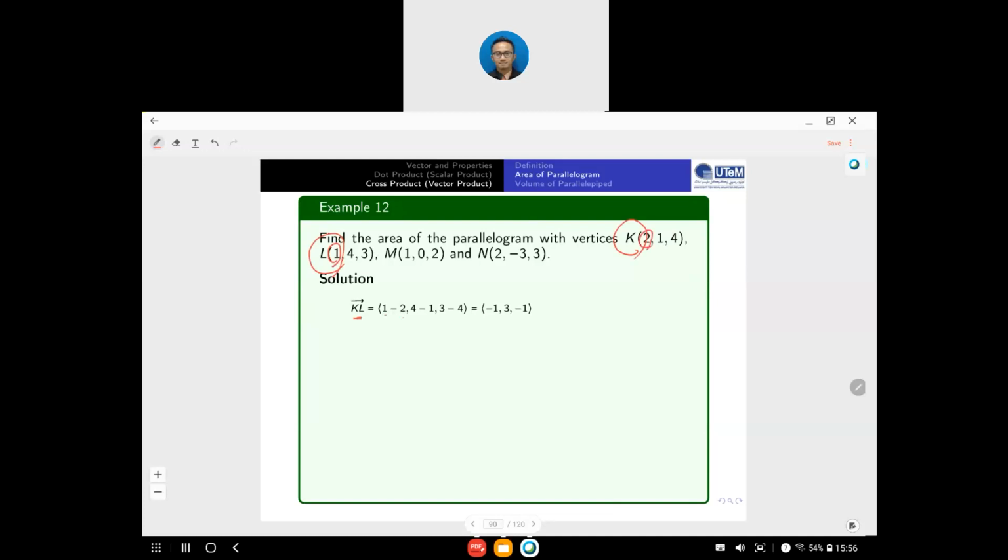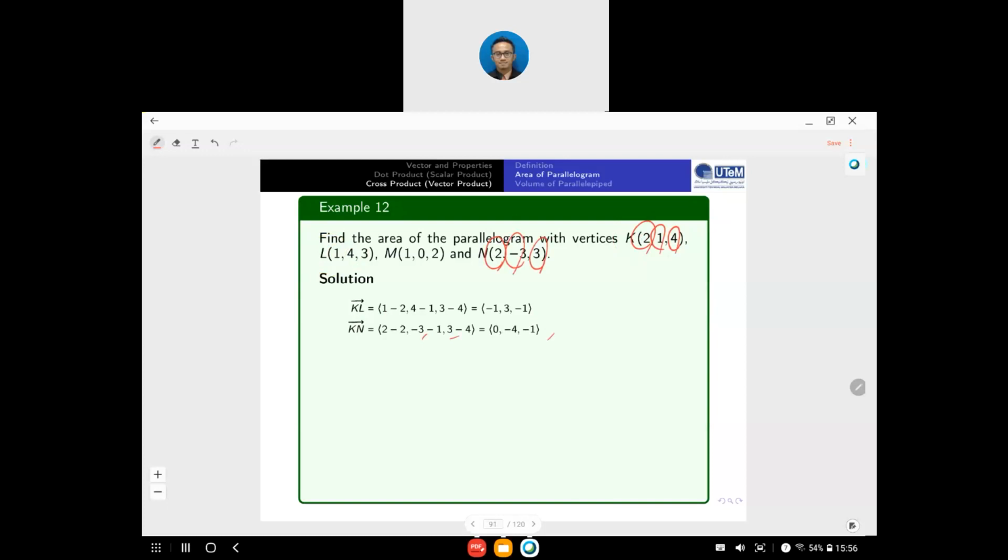And then 4 minus 1, 3 minus 4. So you can get negative 3 and negative 1. That one is for KL. Now you want to find KN. Also the same thing, N minus K: 2 minus 2 and minus K, negative 3 minus 1 and minus K, 3 minus 4. So you can get 0, negative 4, negative 1.